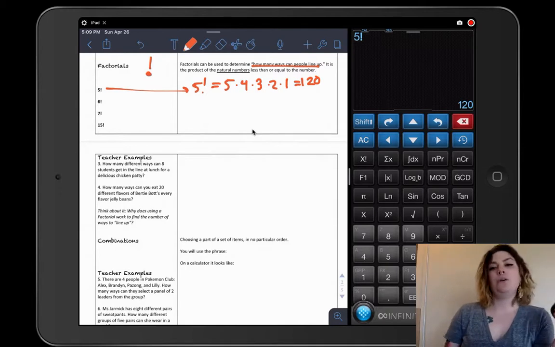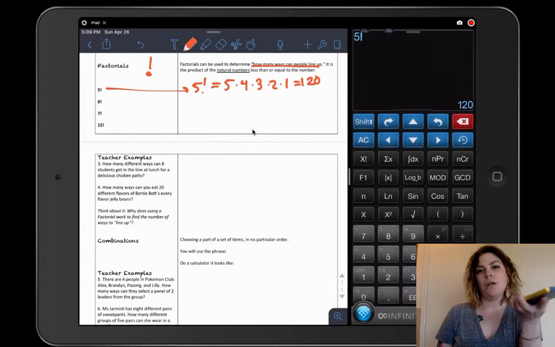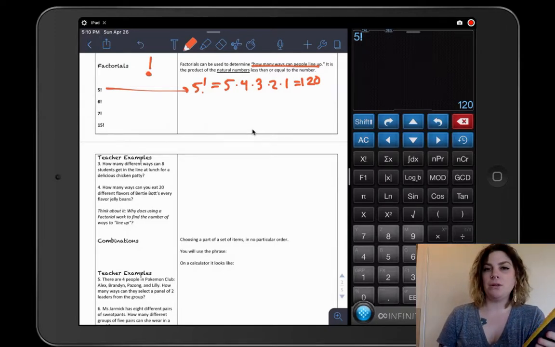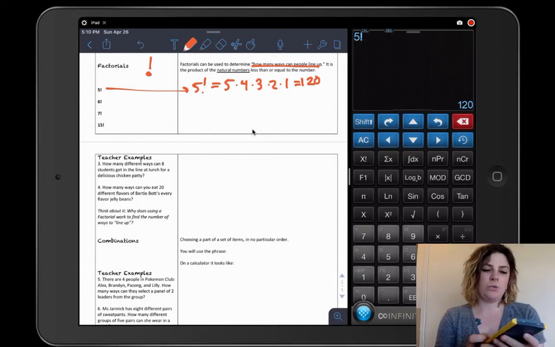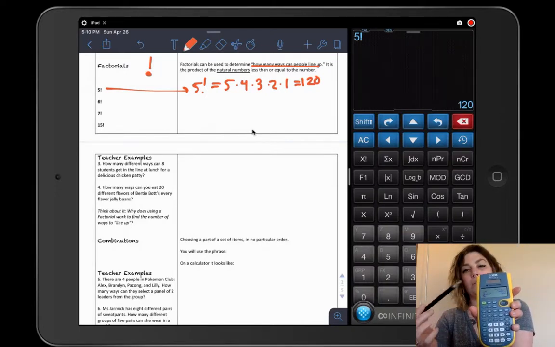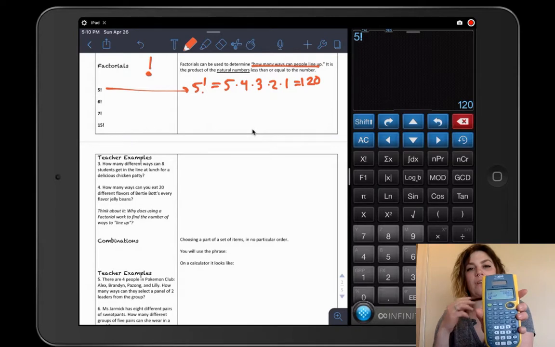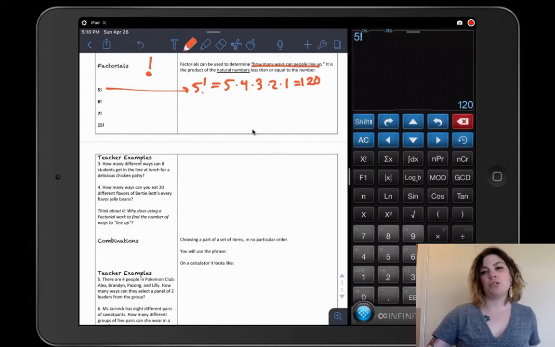So if you have one of these calculators at home or something similar, you would want to go to the probability menu. And so it's PRB. It's this button right here. It says PRB. And then you would go down to the factorial. You want to make sure you put in the number that you want to do the factorial of. So you go 5 and then press the PRB button and then scroll down to the exclamation point and press enter, and you get 120.